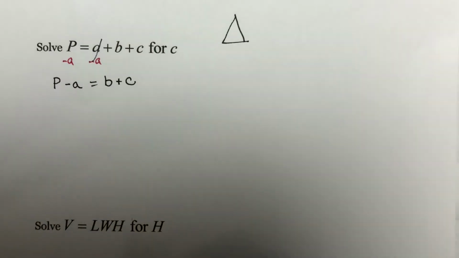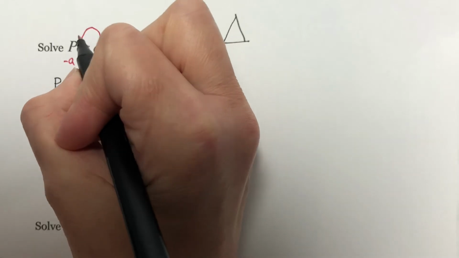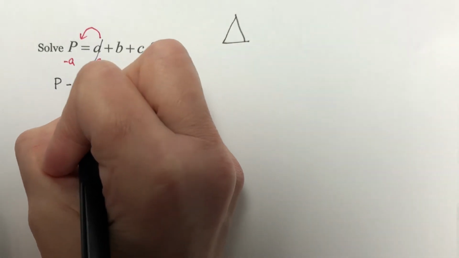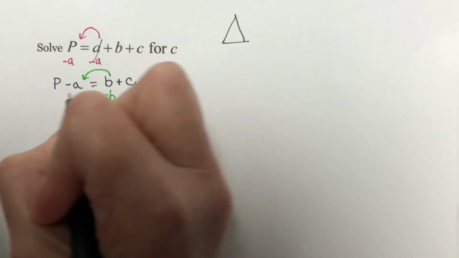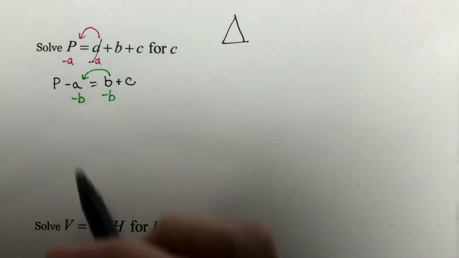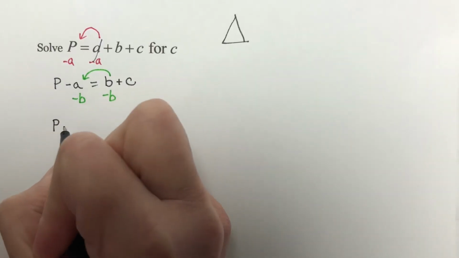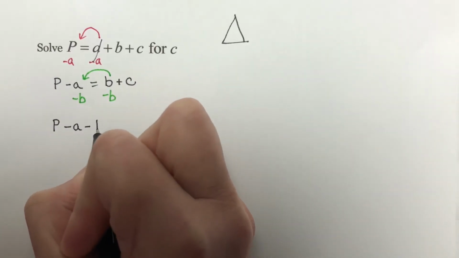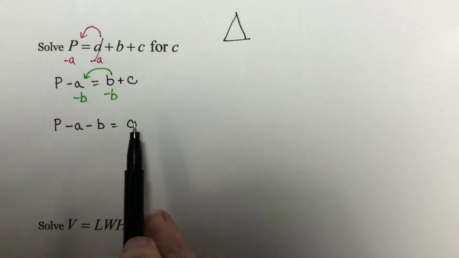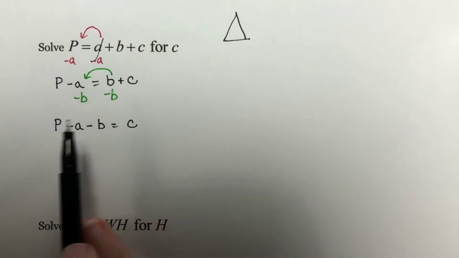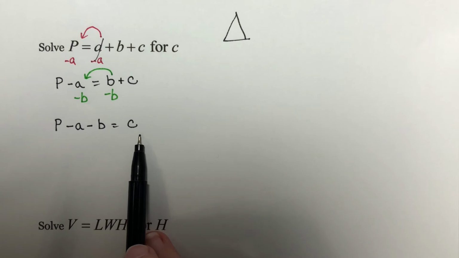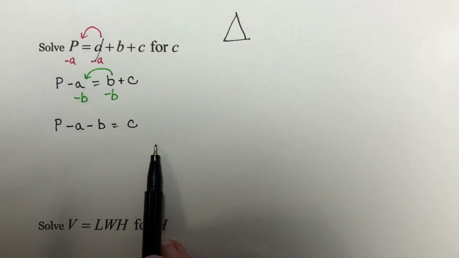I also want to move the B. What I did here is I moved the A over to this side. Now I'm going to move the B over to this side. I'm going to subtract B from both sides, and I get that P minus A minus B is equal to C. If I need to find the length of one side of a triangle and I have its perimeter, I subtract the other two sides to find that length. That's all this is saying.